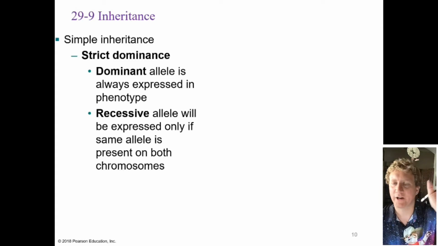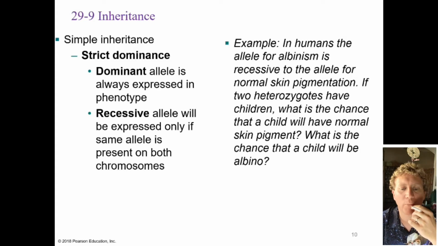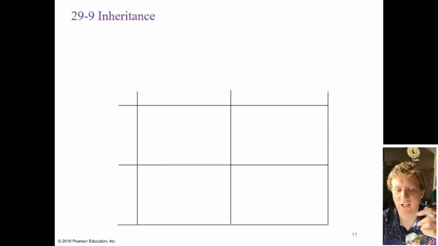The animations are better. So we've got an example that we're going to work. Albinism is a recessive allele to normal skin pigmentation. So albinism is no pigmentation: no skin pigment, no eye pigment, no hair pigment. If two heterozygotes have children, what is the chance that a child will have normal skin pigment? And what is the chance that the child will be albino?